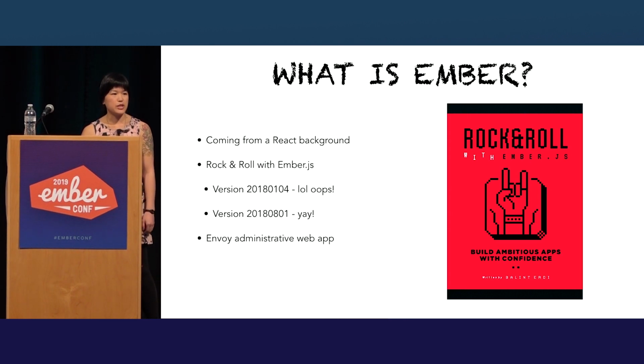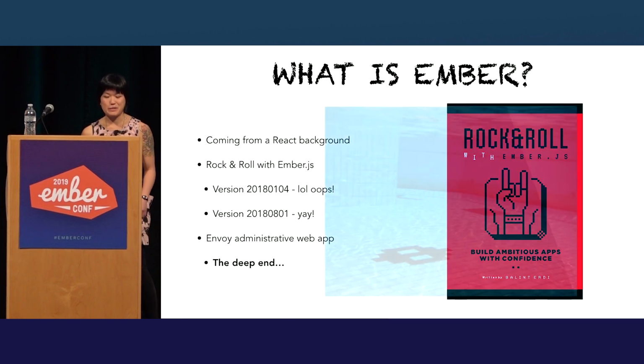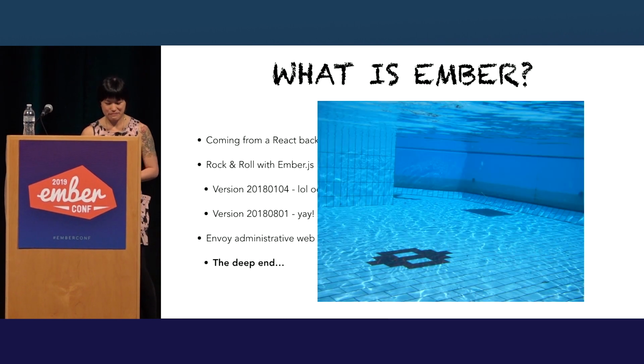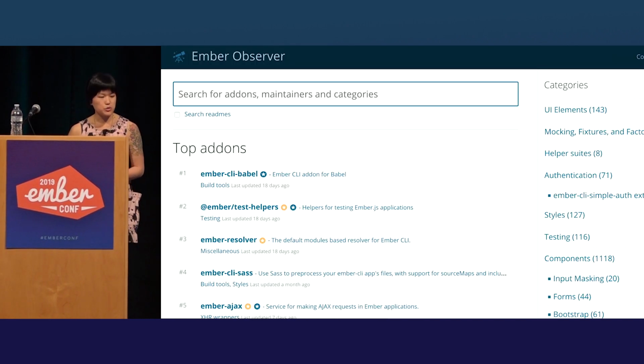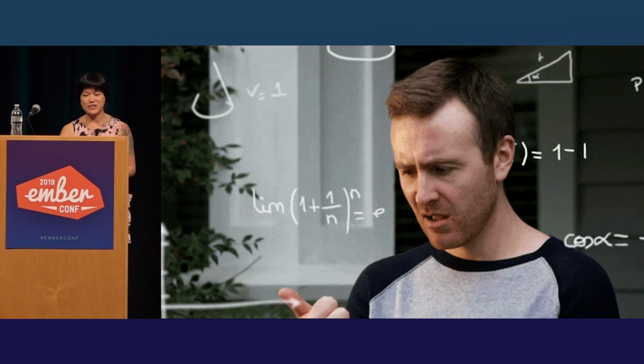So Envoy's administrative web app is built with Ember, and it's a legacy code base. It's quite old. So when I started working on that, it was basically being thrown into the deep end. Shout out to Ember Observer for helping me with that. It's a way to discover and compare Ember CLI add-ons. For those of you who don't know about it, now you do, because I didn't know about it when I started learning. Okay, so let's dive into my personal confusion.